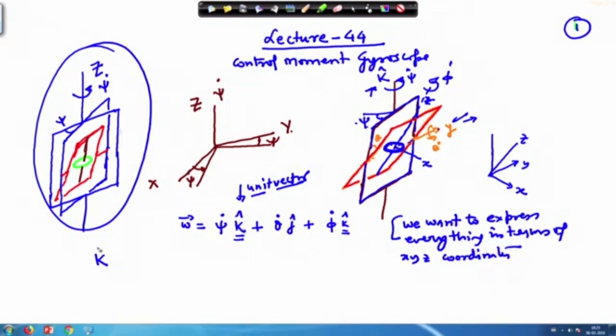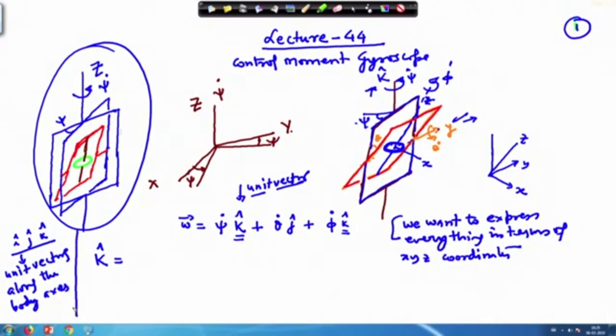So, this capital K I need to convert in terms of small i, small j, small k. These are the unit vectors along the body axis. This capital K we can then write, as you can see from this place.